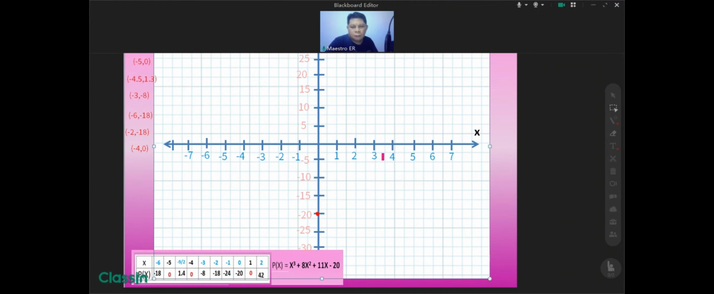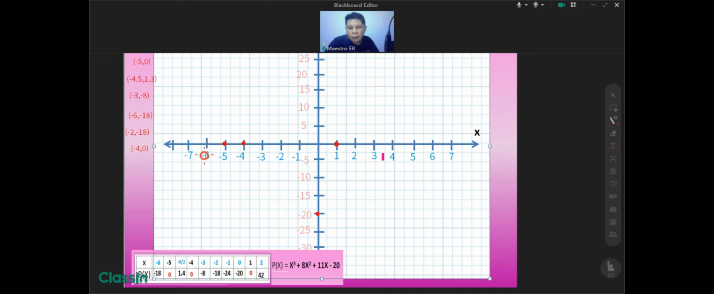So we have now the given table of values of the given p of x equals x cubed plus 8x squared plus 11x minus 20. So the first points to plot are the zeros. So let's plot first all the zeros of the given polynomial p of x. So we have negative 5, then we have negative 4, and positive 1. Okay, so these are now the three zeros of p of x.